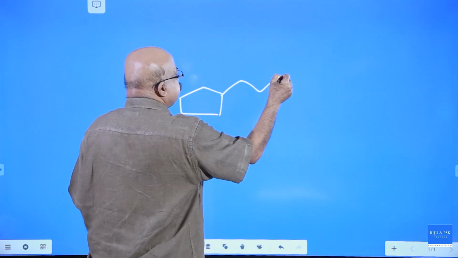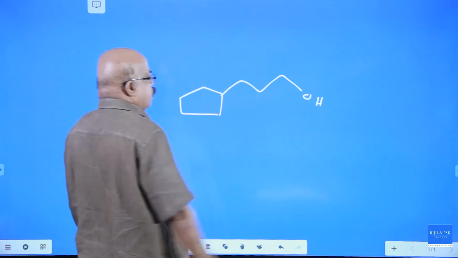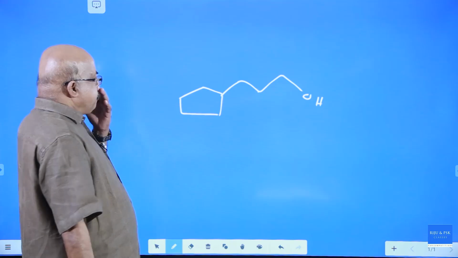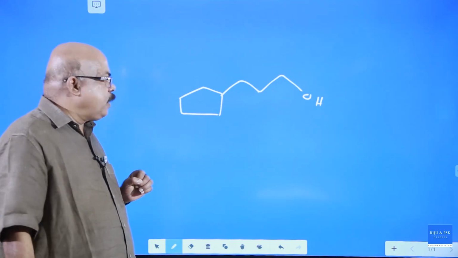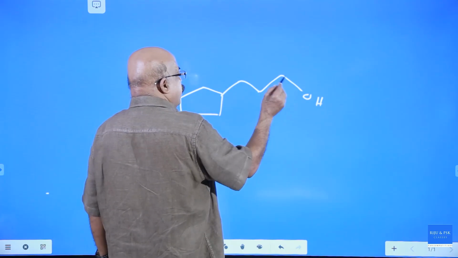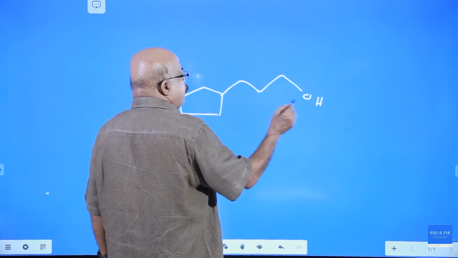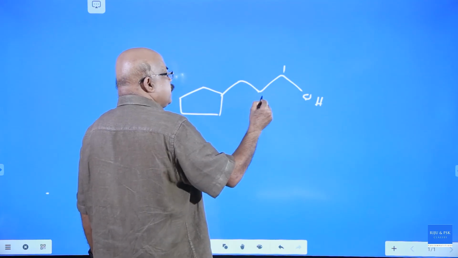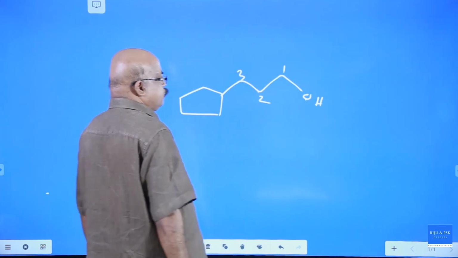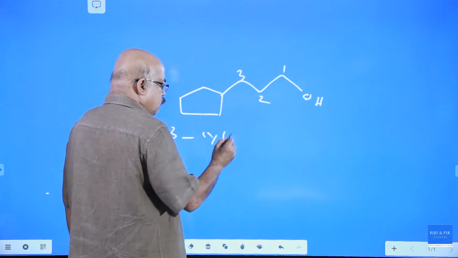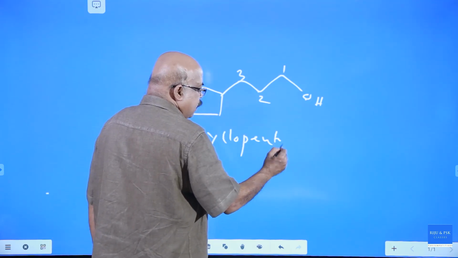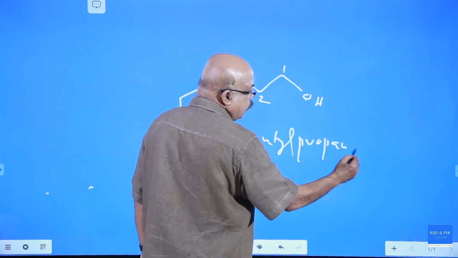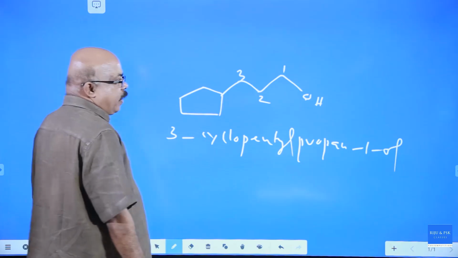5 carbon ring, 1, 2, 3 carbon chain. Normally the 5 carbon ring should be the parent, but the 3 carbon chain is holding one functional group, so it should be the parent chain. The OH connected carbon is numbered like this, it is 3-cyclopentyl propan-1-ol.